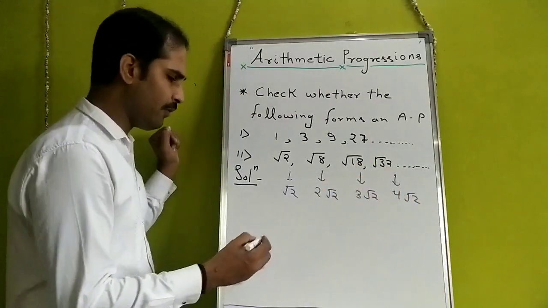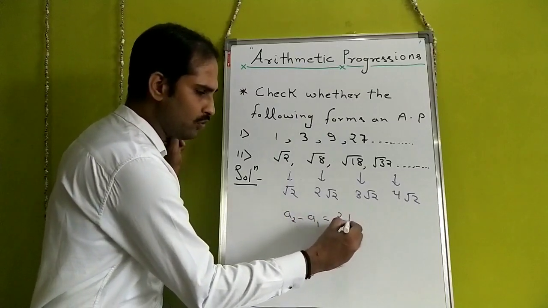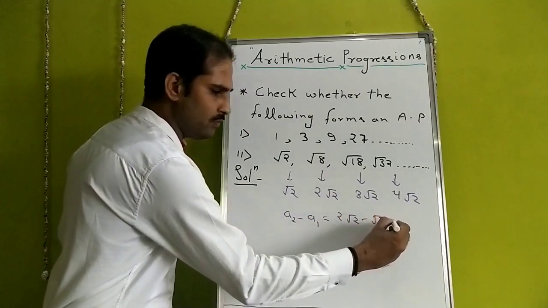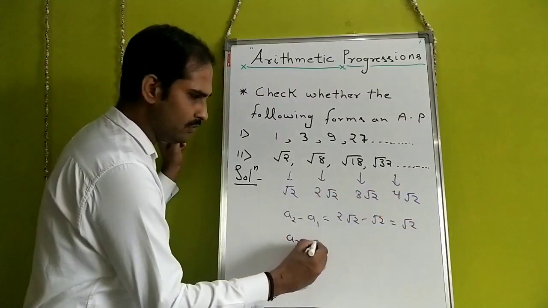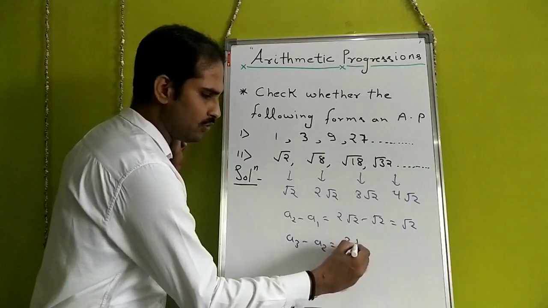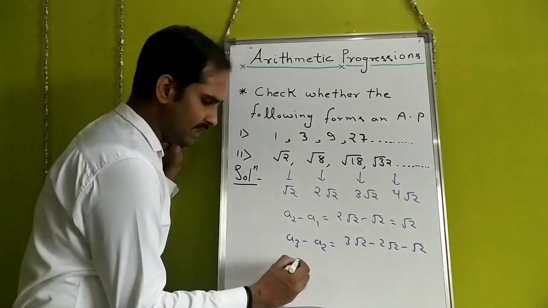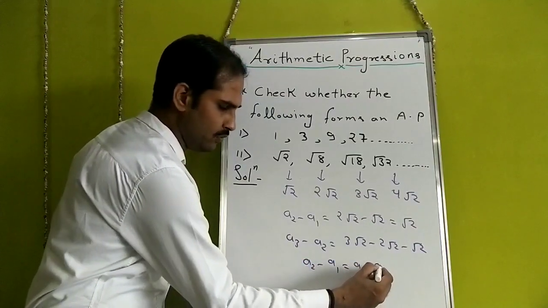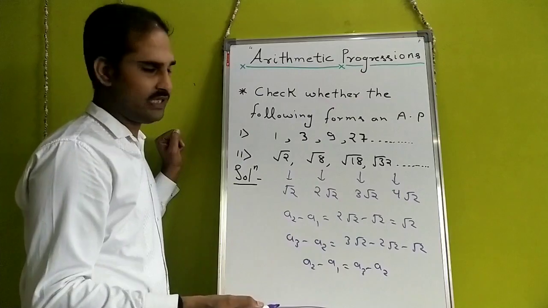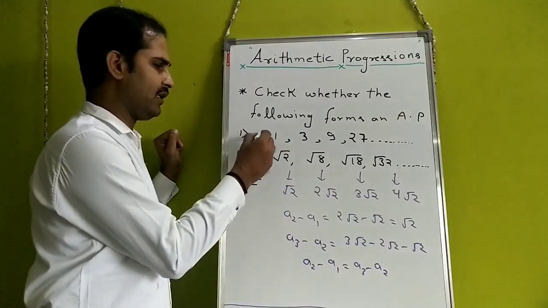Now again find the common difference. a2 minus a1, that is 2 root 2 minus root 2, is root 2. Now a3 minus a2, that is 3 root 2 minus 2 root 2, is again root 2. Since in this case a2 minus a1 is equal to a3 minus a2, the common difference remains constant. It means these terms are in AP and the earlier terms are not in AP.